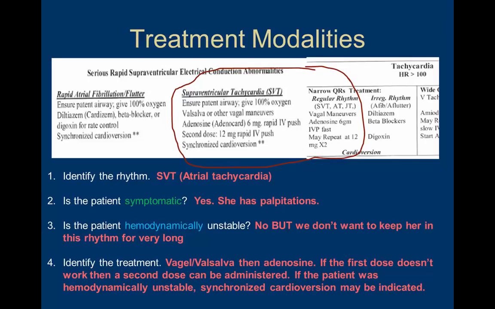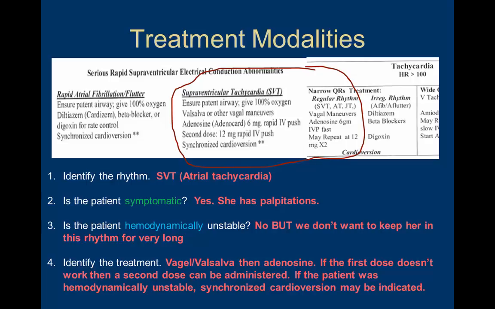And when we look at this rhythm, this is known as SVT, supraventricular tachycardia. I've kind of done the cutesy little, well, this is atrial tachycardia. Either way, it's the same rhythm. It is a very fast rhythm that's very, very regular. And the patient is symptomatic because she does have palpitations, but she is hemodynamically stable. She is not unstable. But you don't want to keep her in that rhythm for very long, because as you could identify, this is a very fast rhythm.